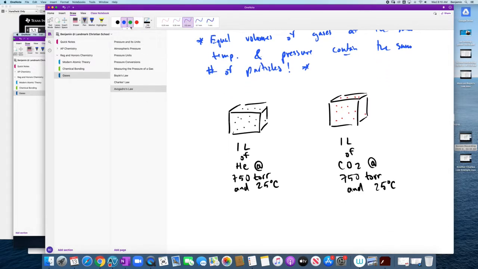This one is very light. It would tend to be floating away if this was just a plastic cube or something. Very light, kind of floating away, like helium does. Whereas if it was carbon dioxide, it's actually much denser, and so would have no problem staying on the table.